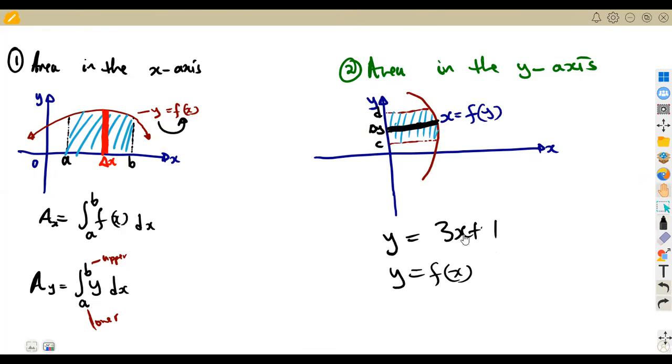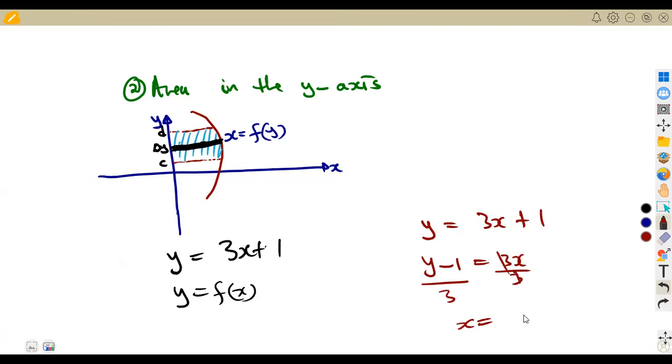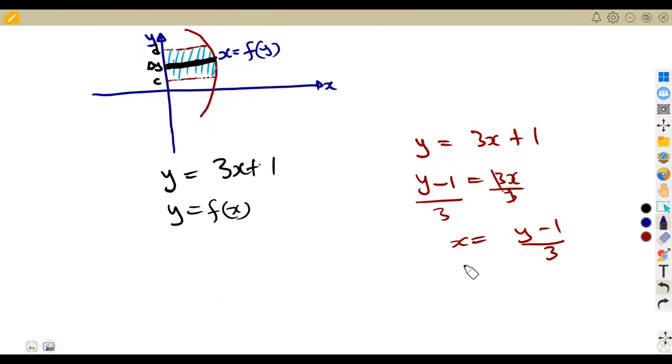But if we are to write x as a function of y, it means we must have x as the subject in this case. So given y is equal to 3x plus 1, you can simply transpose: y minus 1 is equal to 3x. Divide each and every term by 3, so x is equal to y minus 1 over 3. So this now is a function of y that we have. So you can relate x to y. So that means x is equal to f of y.